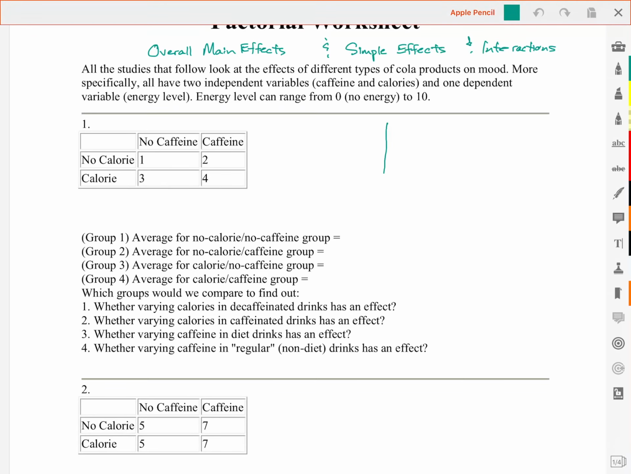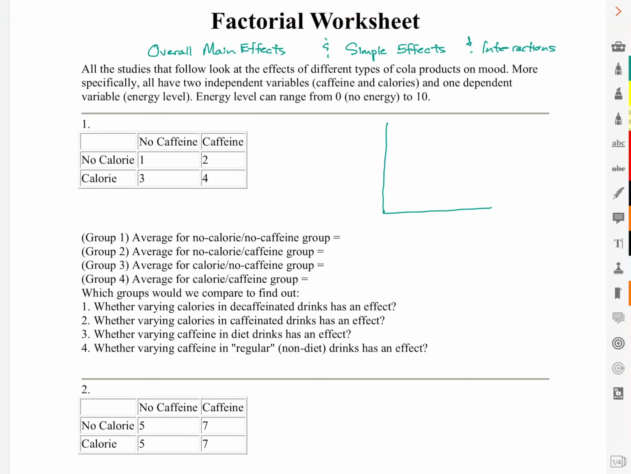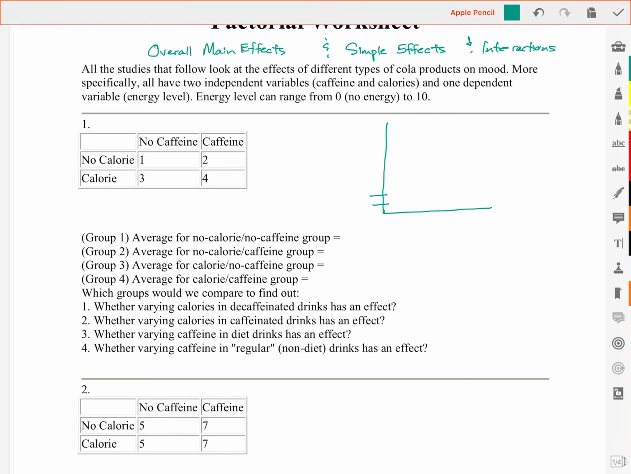So the first thing we're going to do is the same that we did in the previous worksheet, which is we are going to try to graph these. We're going to graph them in the same way that we did before, with no calorie and calorie down in the bottom. And just like we did before, we're going to take the no caffeine, no calorie and graph it. That's going to be here at 1.